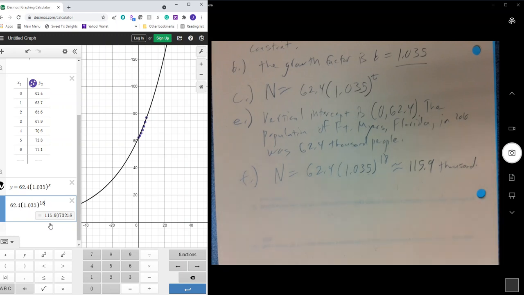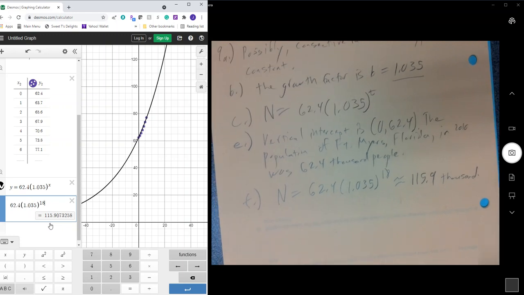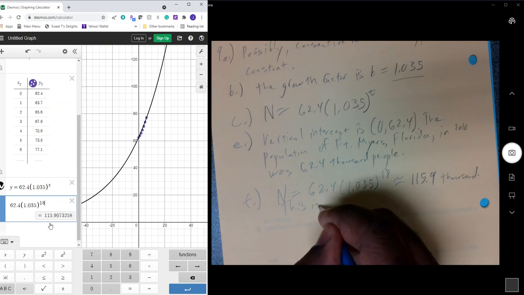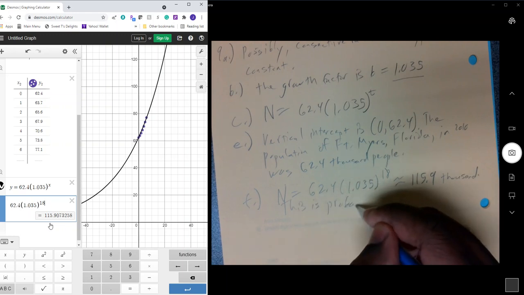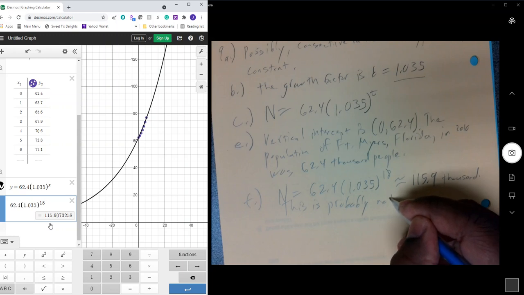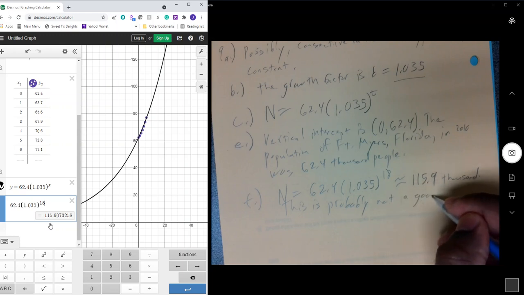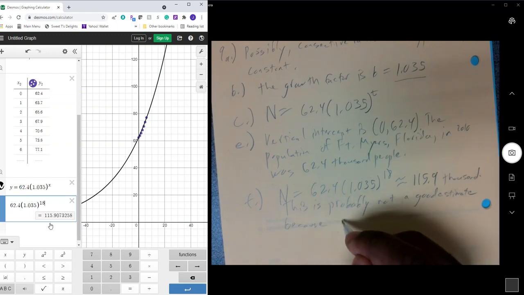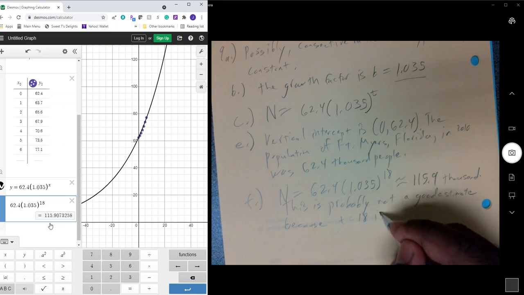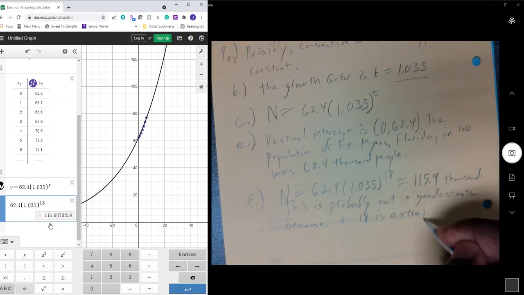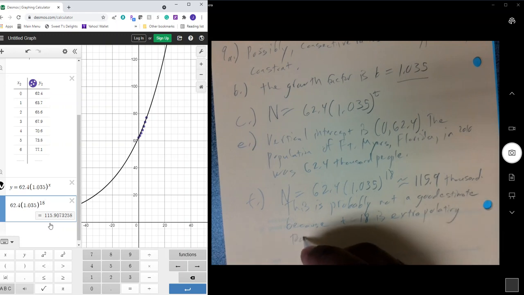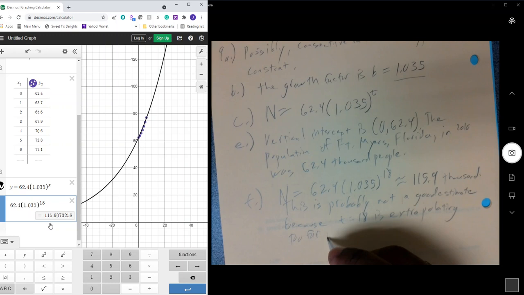Now, it says, do you believe this is a good estimate? We could say that this is probably not a good estimate because t equals 18 is extrapolating too far into the future.